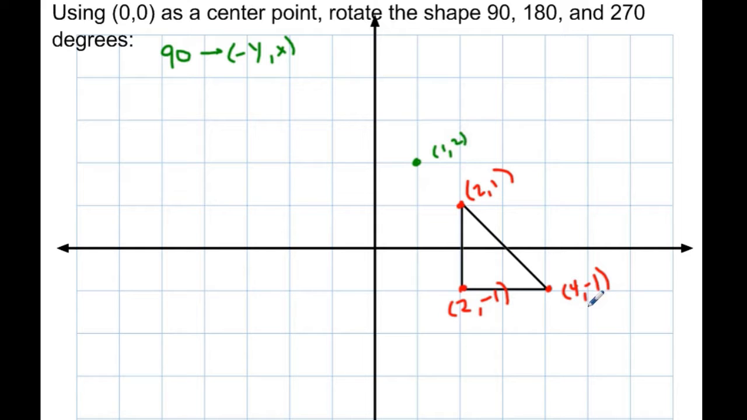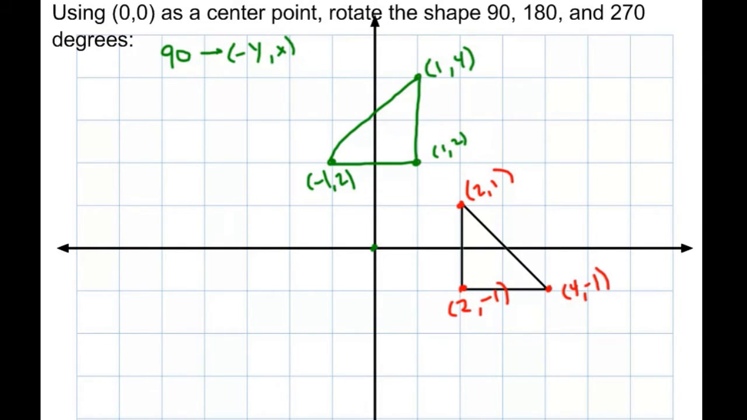All right. This point down here, which is 4, -1, we flip our X and Y. Our Y becomes negative, so it is 1, 4. And this point here, flip our X and Y. Our Y becomes negative, so it is 1, 2, which is right here. And when we connect our dots, we can see that our triangle has rotated around the center point of 0, 0. It has rotated 90 degrees, and now it's up here.